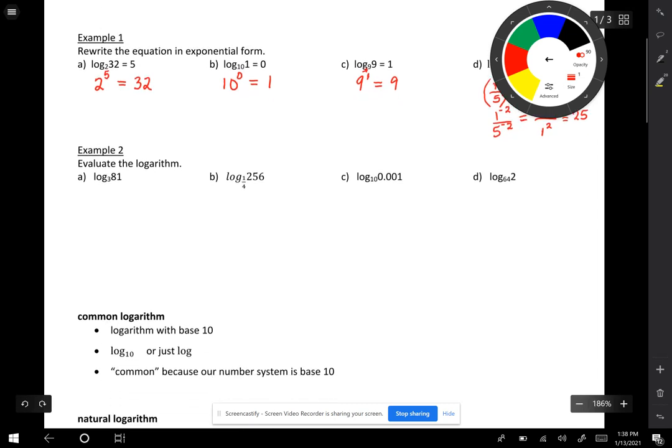Okay. In example 2, we are going to evaluate logs. So we have to first write it into an exponential equation and then simplify. So in these particular examples, you're going to ask yourself, b raised to what power gives you x or y or z or whatever you want to call it.